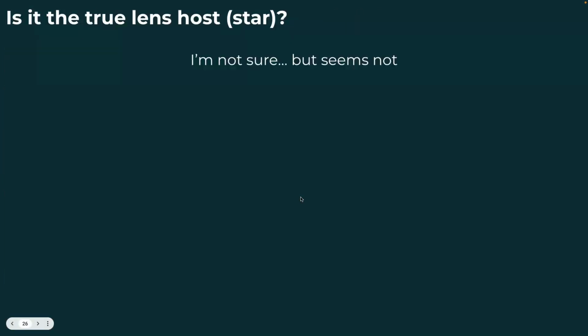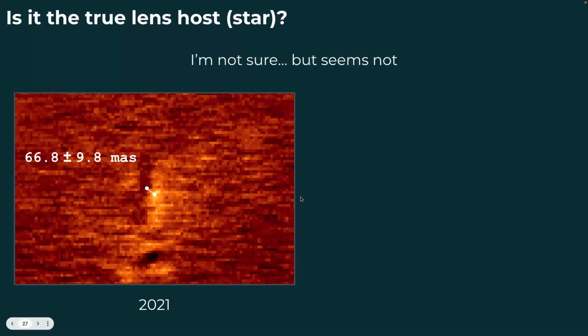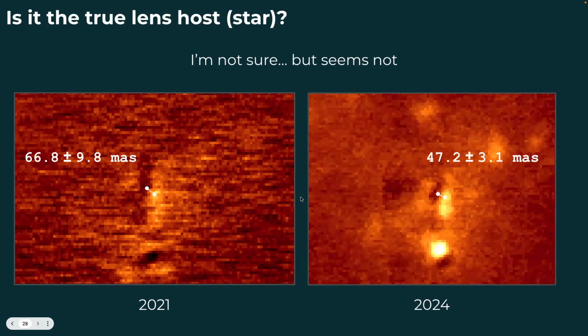The final verdict on this: is it the true lens host star? I'm not sure. It seems like maybe it's not, and the reason why, if I go back to the 2021 data, I fit the source star, I subtract it, I fit a PSF to this new candidate signal. The separation I measure between these is 66 plus or minus 10 milliarcseconds. That's a pretty large error bar, like 15% or something on that separation, but it is what I measure in the 2021 data. In the 2024 data, the separation is measured to be lower.